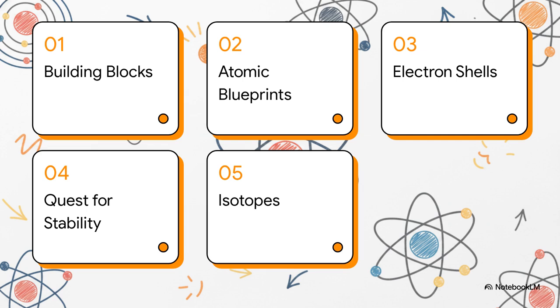Here is our roadmap for today. We'll start with the building blocks of matter, decode those atomic blueprints, learn the rules of electron shells, explore the atom's quest for stability, and finally, we'll look at isotopes, the atomic twins.